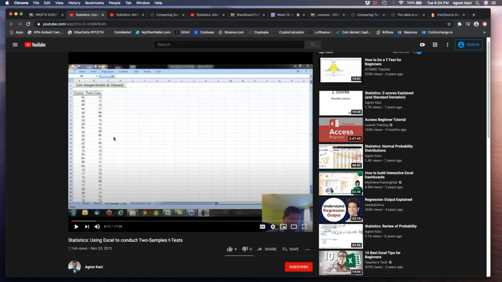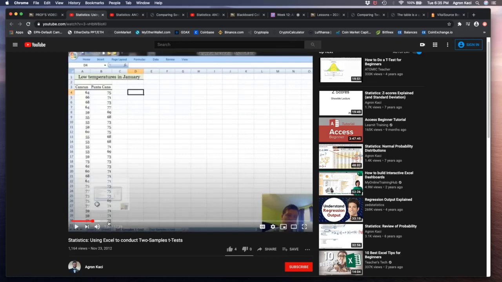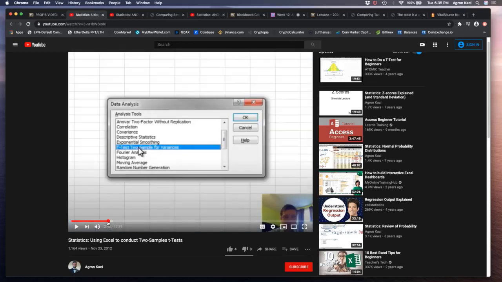All right, and this is an independent samples t-test because Cancun and Punta Cana are two independent entities. It's not a before-after measurement. It's two measurements of two different cities for the same period.